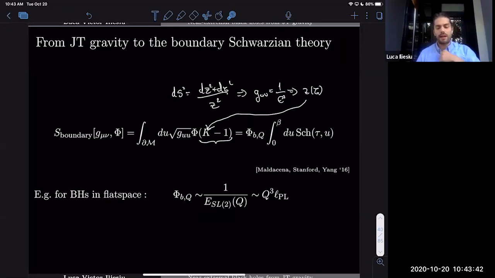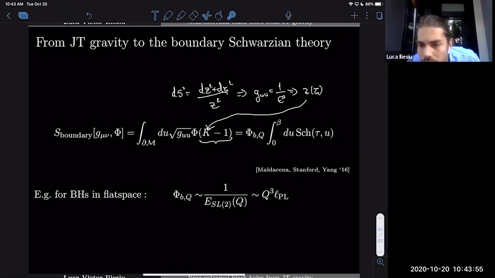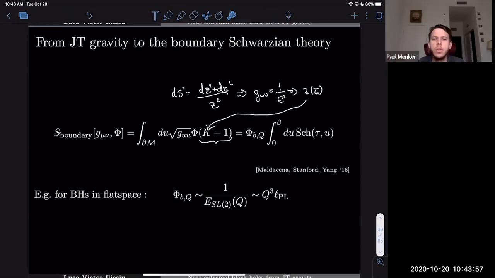So for instance, for black holes in flat space, this just gives a factor of q cubed divided and multiplied by the Planck length. So the boundary term is invariant for where you pick the boundary? Sorry? The boundary term is independent of where you pick the boundary, is what you're saying?